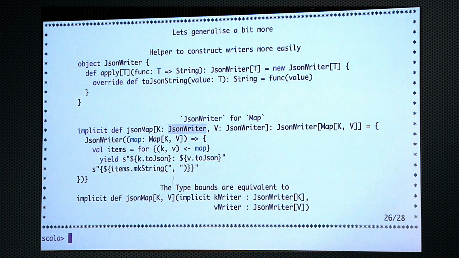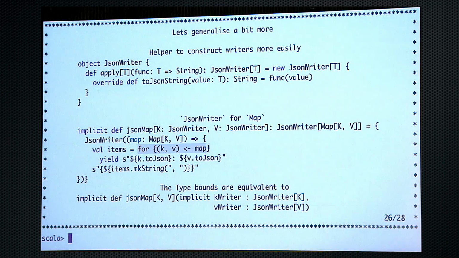What we can see here on the bottom is this is the exact same signature. It's equivalent. So we get an extra parameter list for our JSON map, with two values, one for the key and one for the value. So there should be a JSON writer for the keys and a JSON writer for the values. And if that is the case, we can actually in the end return a JSON writer for the map of our keys and values. The implementation is quite straightforward.